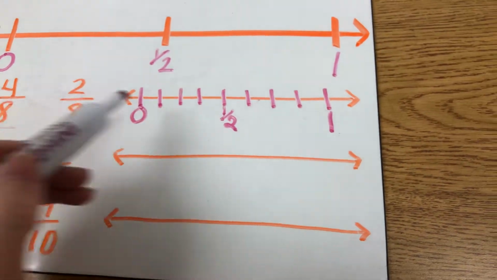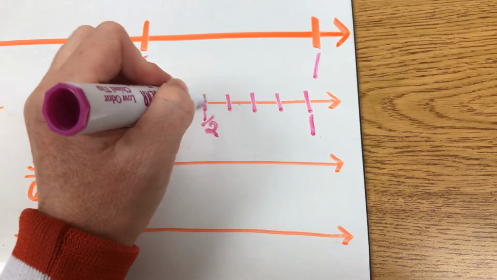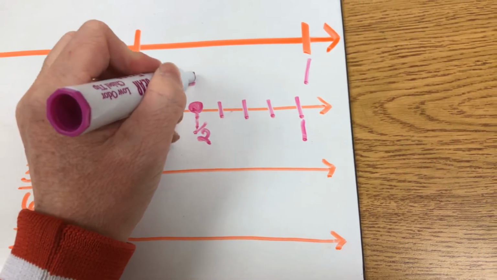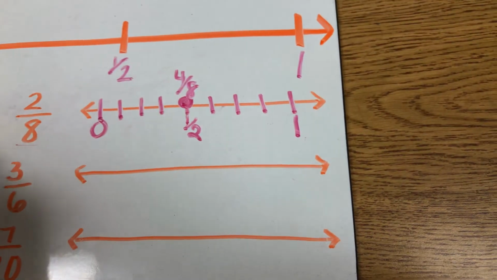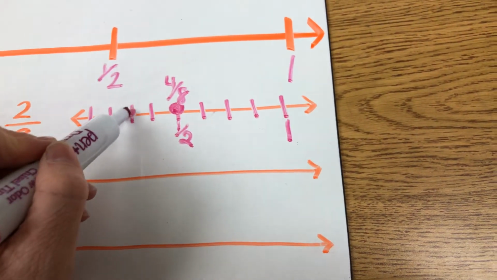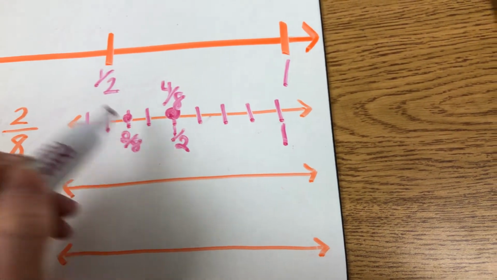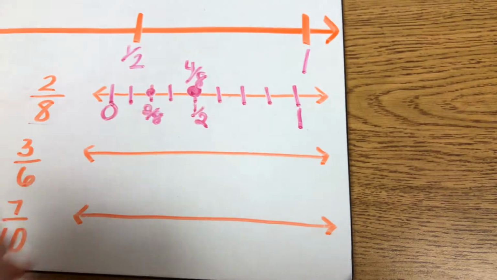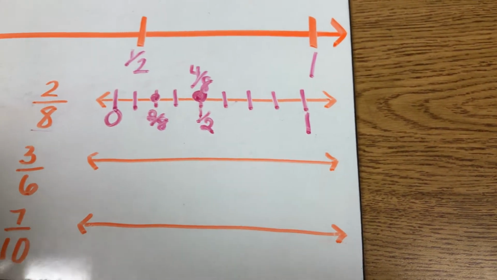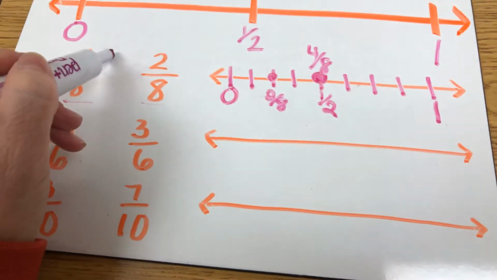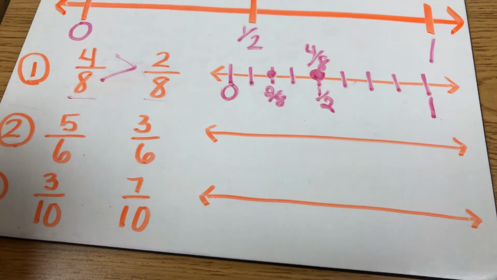So 4/8. 1, 2, 3. Oh, right there. 4. So that's 4/8. And 2/8. I'll go over 1, 2. Put that down here. 2/8. So I can see that 4/8 goes over farther than 2/8. So I know 4/8 is greater than 2/8.